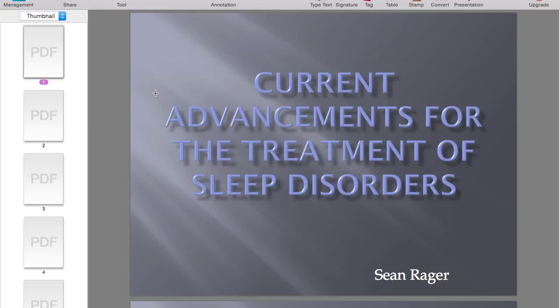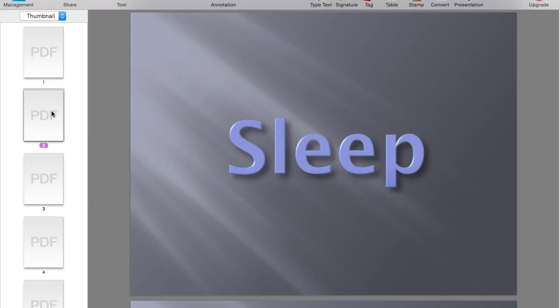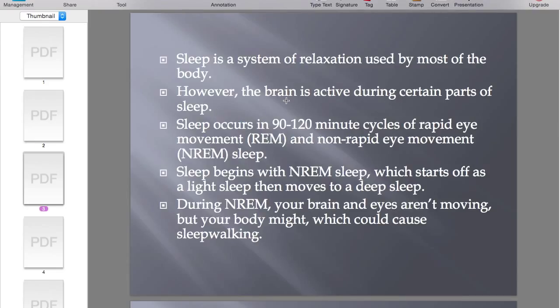Current advancements for the treatment of sleep disorders. First, let's just talk about sleep in general. Sleep is a system of relaxation used by most of the body, except for the brain, which is active during certain parts of sleep. Sleep occurs in cycles that are about 90 to 120 minutes each, and they're cycles of rapid eye movement sleep and non-rapid eye movement sleep.